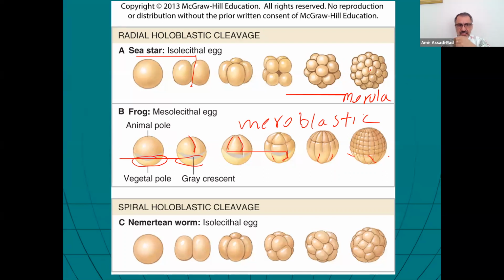The holoblastic spiral, and I will talk about it. Isolecithal means they have the same amount of yolk, and yes, you mentioned isolecithal. I'll go over those lecithals in a minute, hang on.